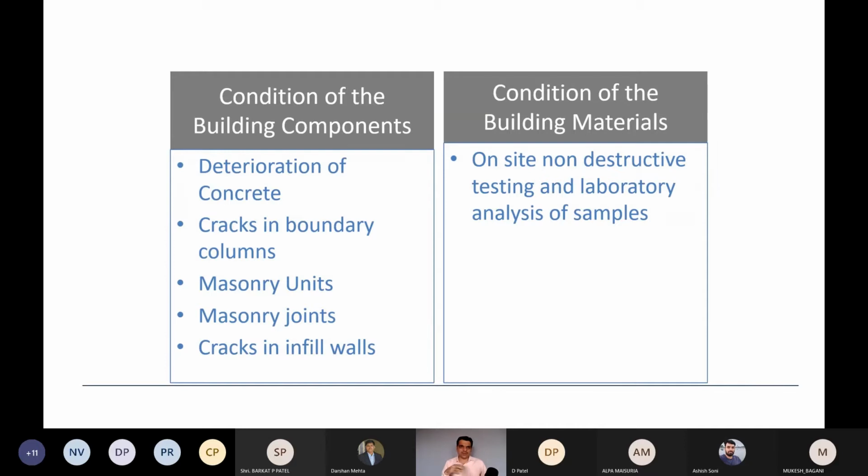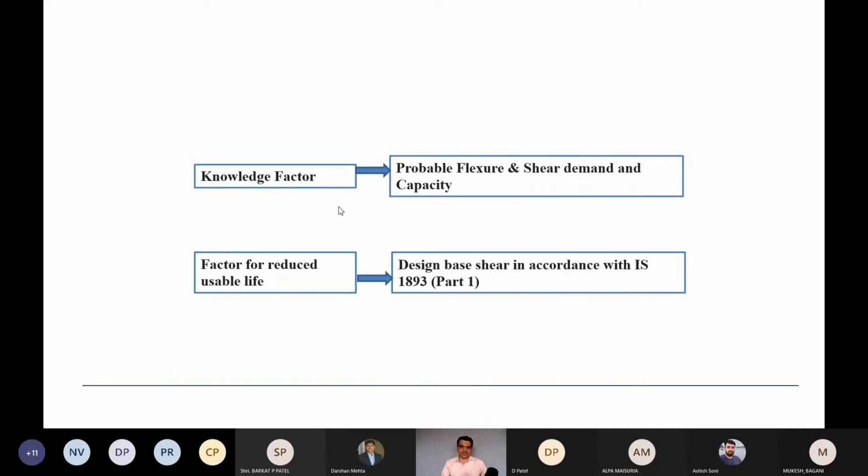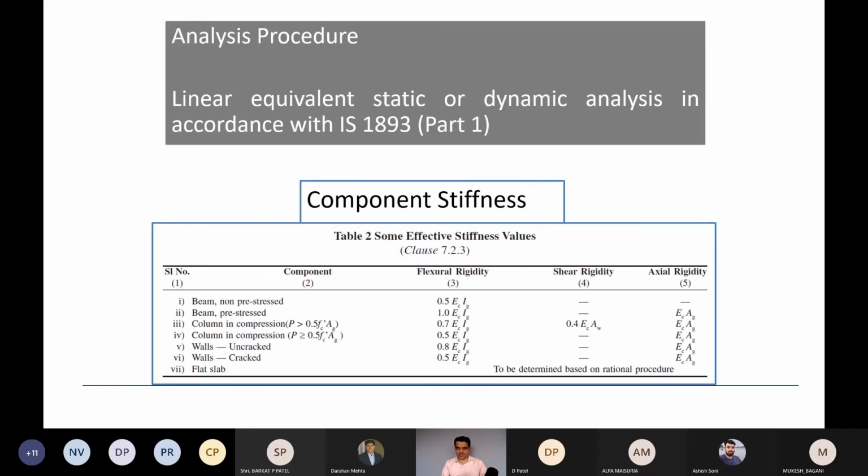Now, in the detailed evaluation, of course, the condition of the building components like deterioration of concrete, cracks in boundary columns, masonry units, masonry joints, etc. will be examined. On-site non-destructive testing will be done. Laboratory analysis of samples will be done in detail. Now these are the two factors which we just discussed, the knowledge factor and the lateral load reduction factor, which will be applied while calculating in the preliminary stage as well as in the detailed stage.